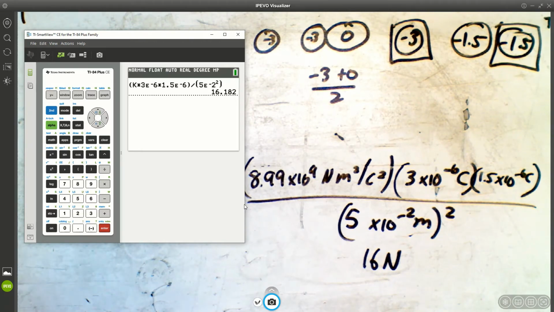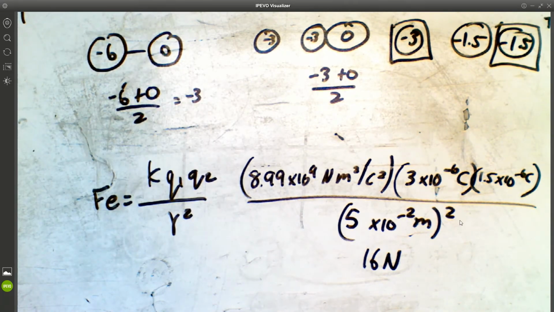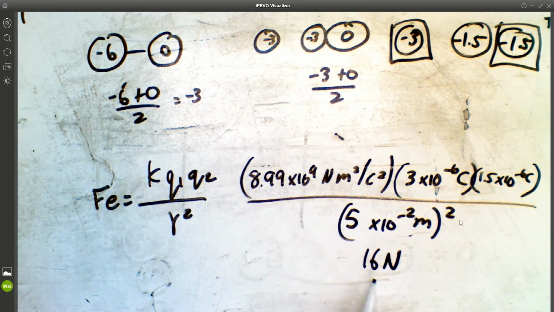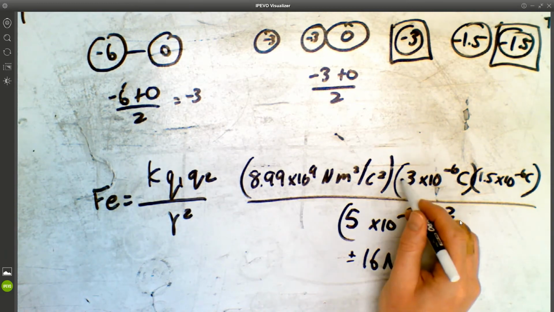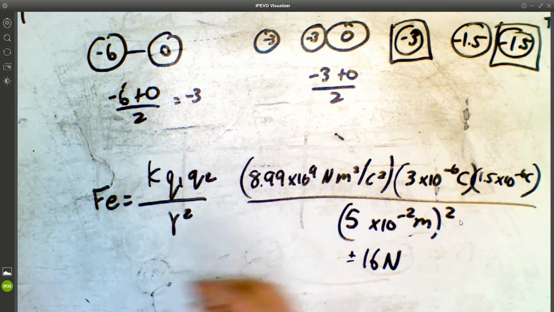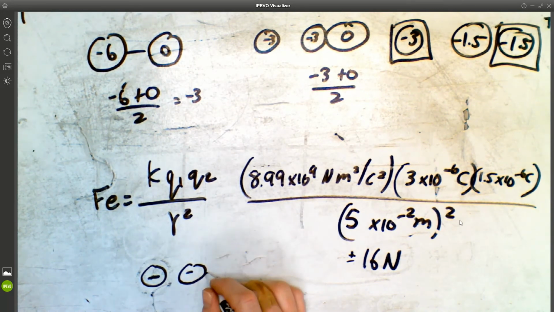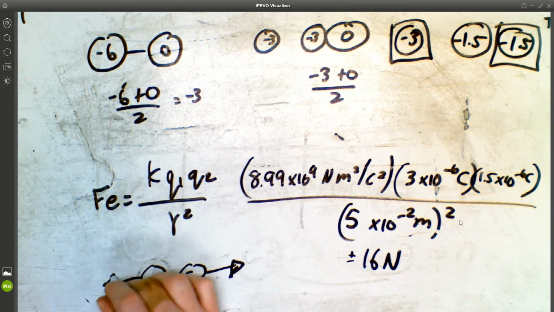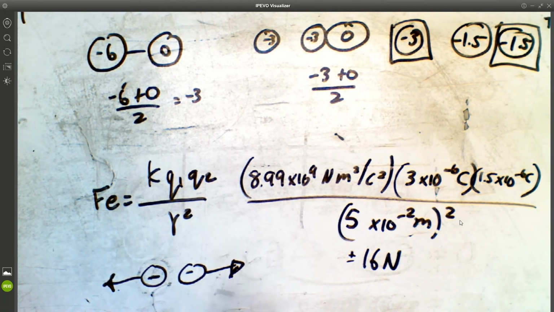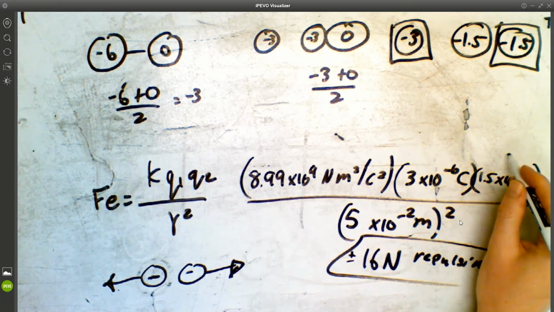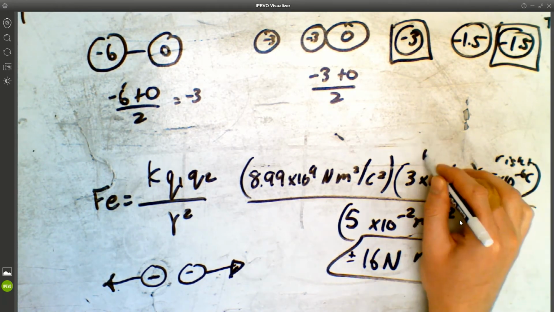So I want to talk about why I left out positive and negative. When we put positive and negative in this answer, it means to the left or to the right, right? It indicates direction. If we put positive and negative in here, it indicates charge. But I know if I have two negative charges that they're going to repel. So this one will go to the left, this one will go to the right. It's a 16 newton repulsive force, right? This one will go to the right, this one will go to the left.